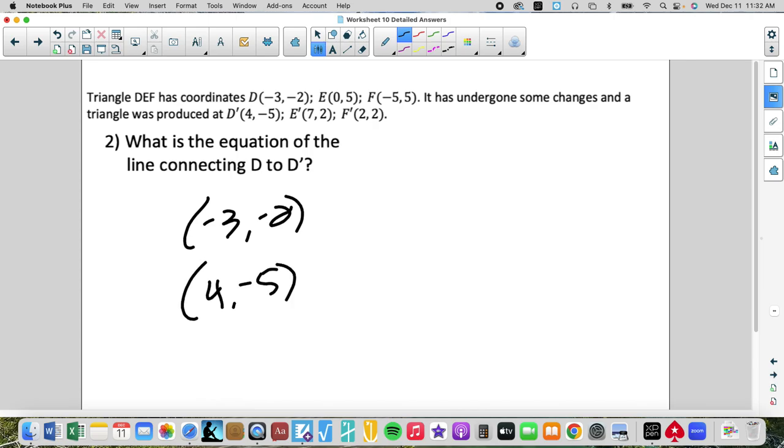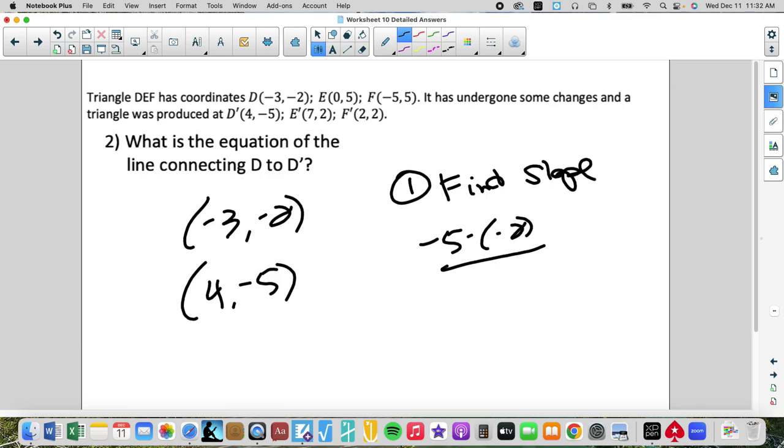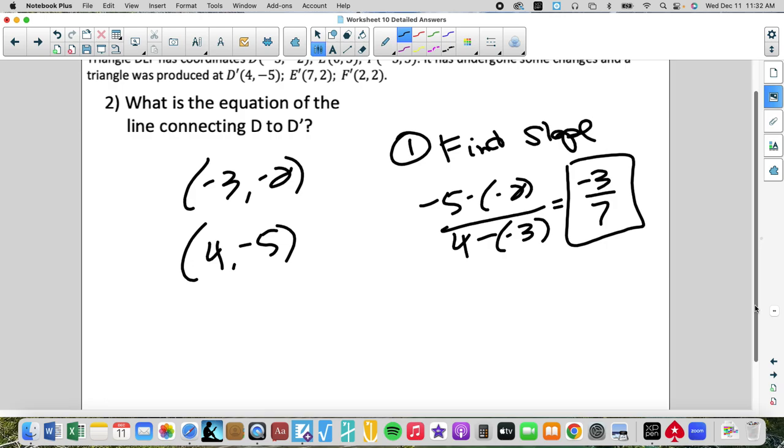So we find the slope. Number 1 is find slope. So we're going to do -5 minus -2. We're going to do 4 minus -3, and that gives us -3/7. That's my slope. And now I can use point slope. Why didn't I use slope intercept? Because I'm not provided the intercept. I'm provided a point. So we'll say y minus -5 equals my slope, -3/7 times quantity x minus 4.